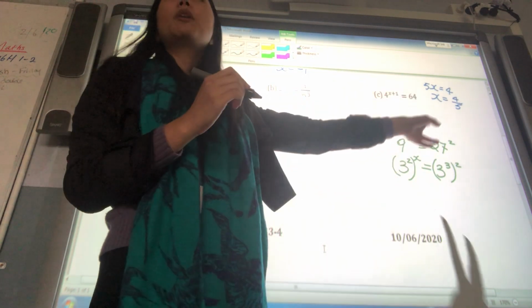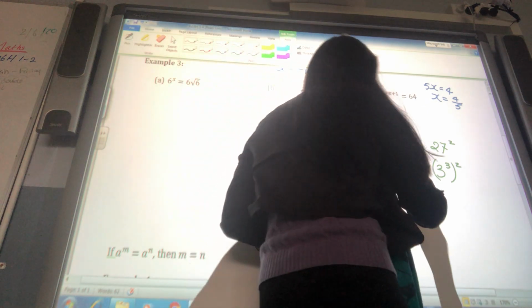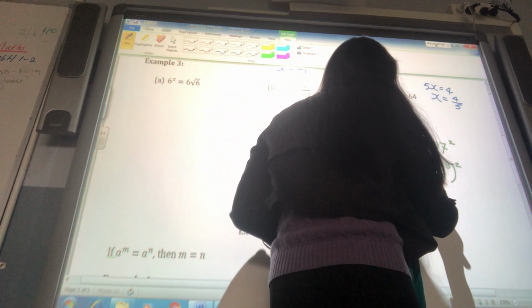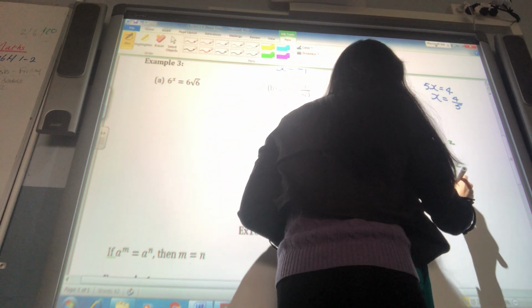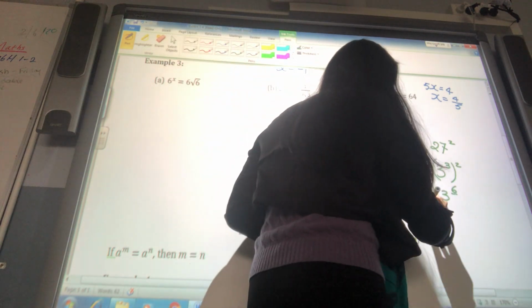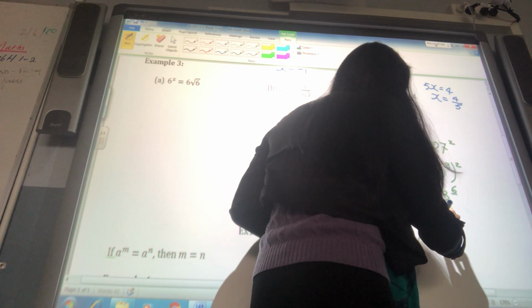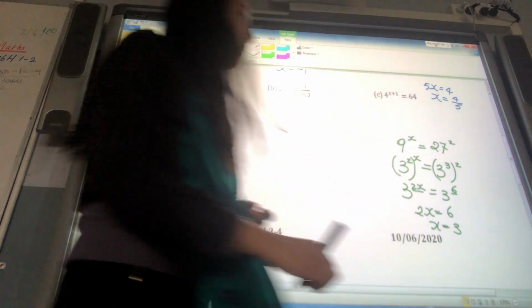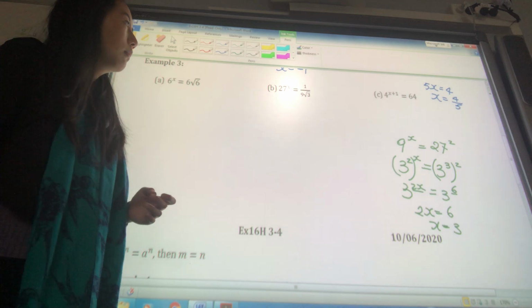So now I just have to combine the powers. Right? So you have 3 to the power of 2x. That's equal to 3 to the power of 6. Now I can make 2x and 6 equal. So 2x equals 6. x is equal to 3. So that was the additional question.